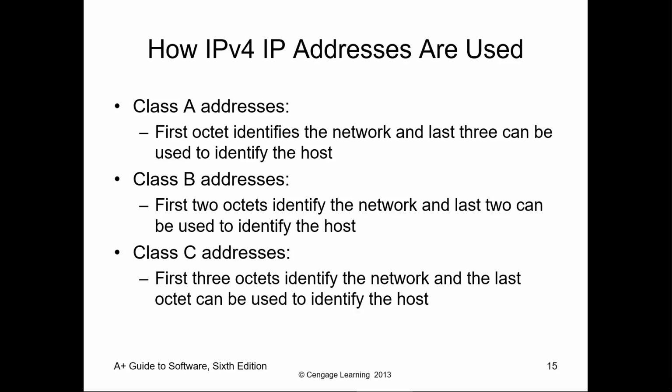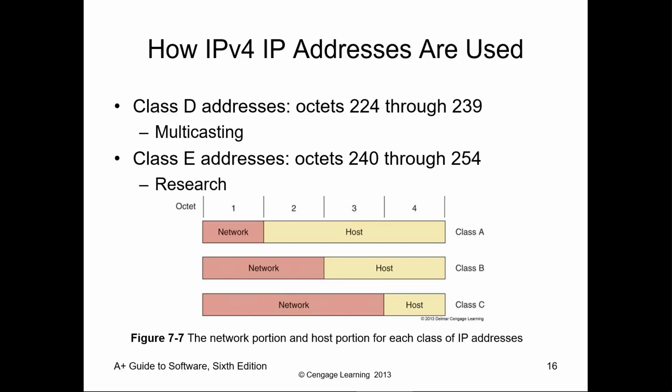Versus class B, the first 2 octets are locked in, and the last 2 define what we can hand out to our hosts. Class 3, or class C, the first 3 octets are identified by the network, and that means the last octet is what we use to identify our hosts or to assign our hosts. So again, the network portion is locked in. The host portion is what we get to assign to our devices.